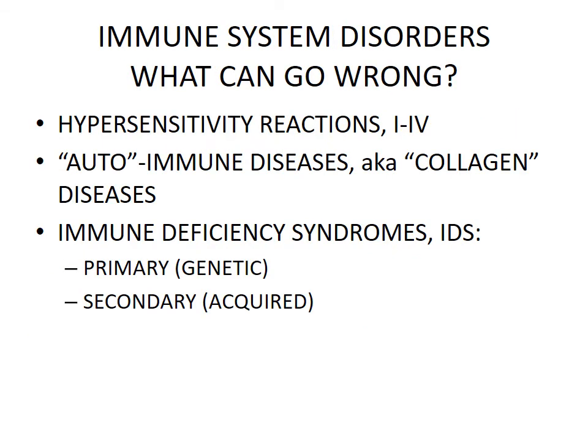Immune system disorders. What can go wrong with that system? If something goes wrong with that system, that results in hypersensitivity reactions, which are classified into four classes, 1, 2, 3, and 4, and autoimmune diseases. Now they are called collagen vascular diseases. So collagen diseases, as most of the autoimmune diseases, result in fibrosis. Then there are immune deficiency syndromes. They are further divided into primary, which are genetically determined, and secondary, which are acquired through viruses, like AIDS, the HIV virus.